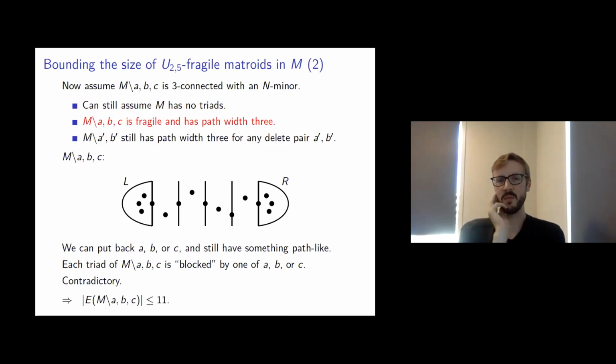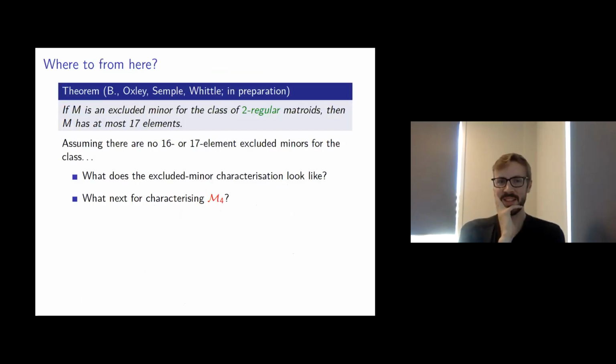So M-delete ABC is not something fragile after all, so it's not so big, and we bound the size in that way. Okay, so that's the idea behind our arguments, to show that we can bound the size of these excluded minors for two regular or Hydro5 representable matroids at most 17 elements.